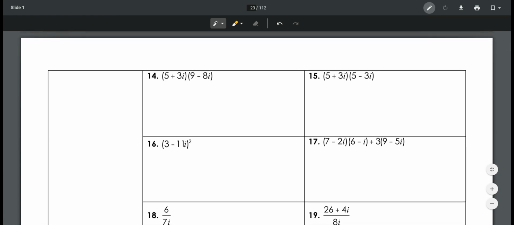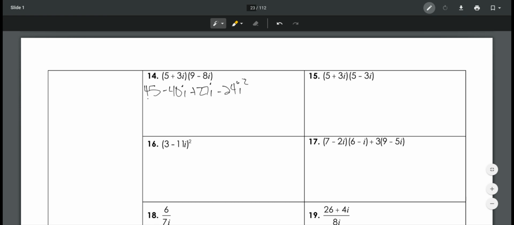For example, number 14 and 15 and 16 and 17, we are going to have to FOIL. So in the first example, number 14, we're going to completely FOIL. So 5 times 9 is 45. 5 times negative 8i is negative 40i. 3i times 9i is positive 27i squared. And 3i times negative 8i is negative 24i squared.